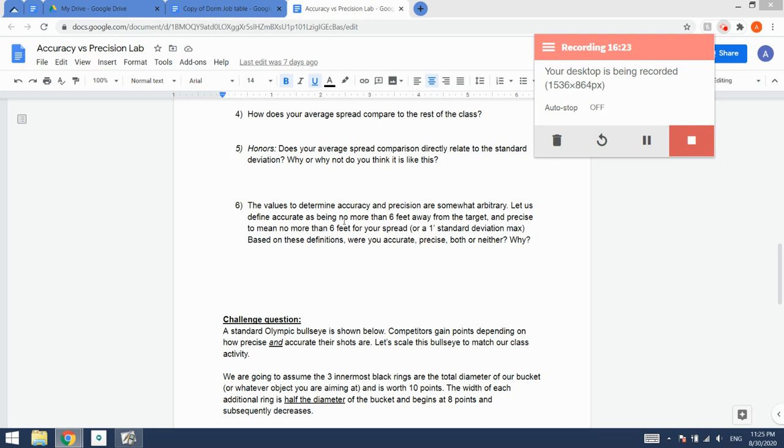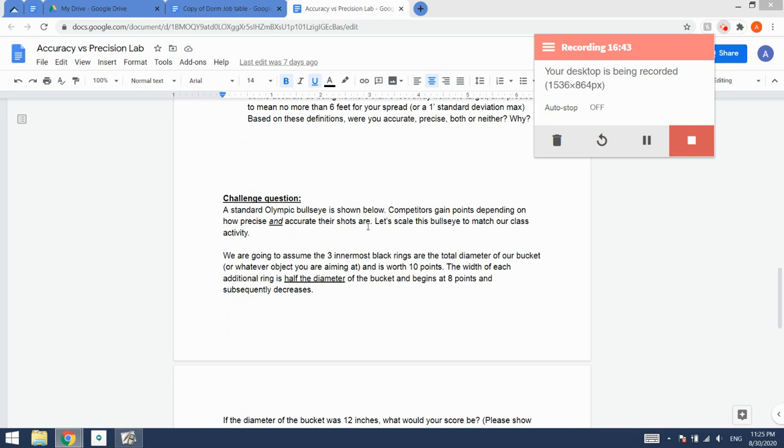So we're going to say accurate is no more than 6 feet away, and precise, so the distance between the two furthest shots, is going to be no more than 6 feet. So based on these definitions, are we accurate, precise, both, or neither, and how come. And then I added a challenge question in there. We had a standard Olympic bullseye shown below, and competitors gain points depending on how precise and accurate they are.